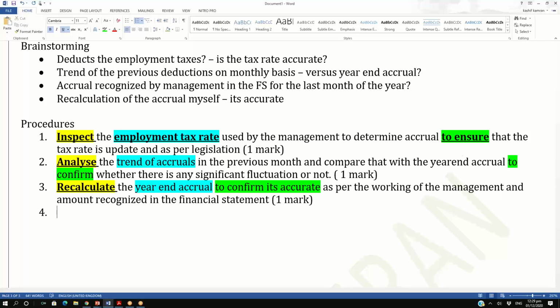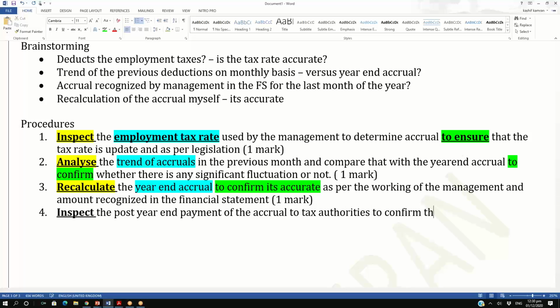post year-end clearance. Now, I had an accrual in December, which the management must have paid to the tax authorities in January. So I can inspect the post year-end payment of the accrual to tax authorities to confirm that indeed the payment was made.